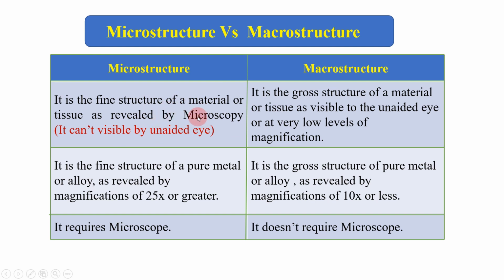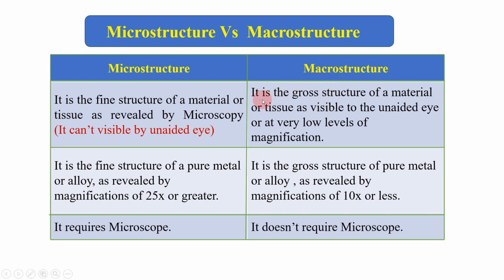Okay, so it is clear, for seeing the microstructure we need to use the microscope, which is a device which can produce high magnification images. Microstructure can't be visible by the unaided eye. For that we need to use a microscope. I am reading now macrostructure.